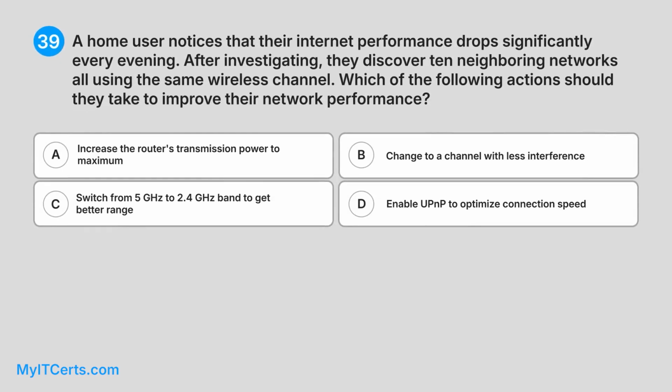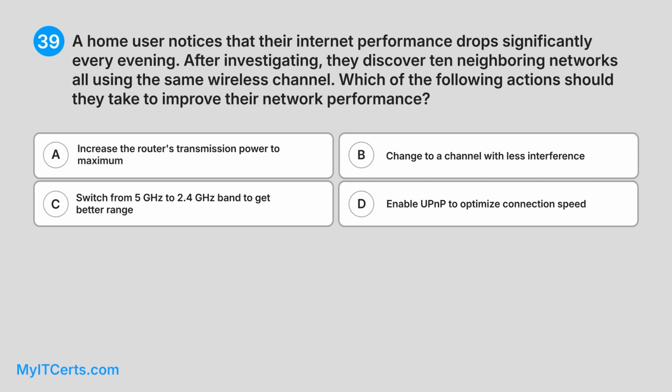39. A home user notices that their internet performance drops significantly every evening. After investigating, they discover 10 neighboring networks all using the same wireless channel. Which of the following actions should they take to improve their network performance?